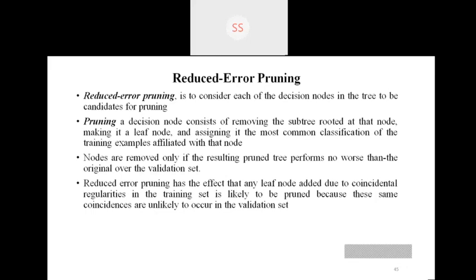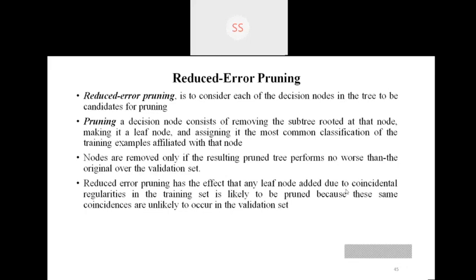And nodes are removed only if the resulting pruned tree performs no worse than the original over the validation set. If it performs worse than the original on the validation set, then you are not removing that node from the tree. Reduced error pruning has the effect that any leaf node added due to coincidental irregularities in the training set is likely to be pruned because these same coincidences are unlikely to occur in the validation set.